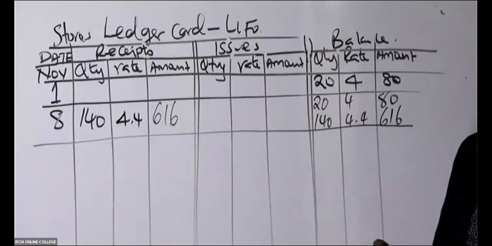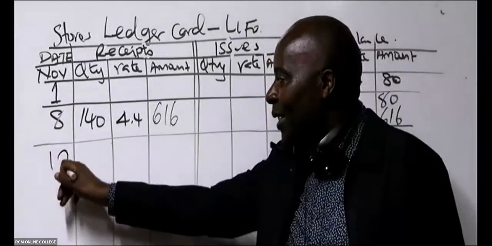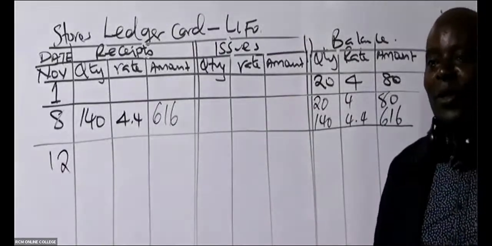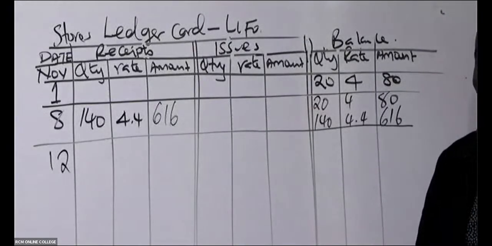Next date is on the 12th. So on the 12th, what happened? We issued how many? You know, it is in issuance that we observe the policy. This FIFO and LIFO are only applicable on issuance. So you're telling me we issued 80? So this 80, from which batch?